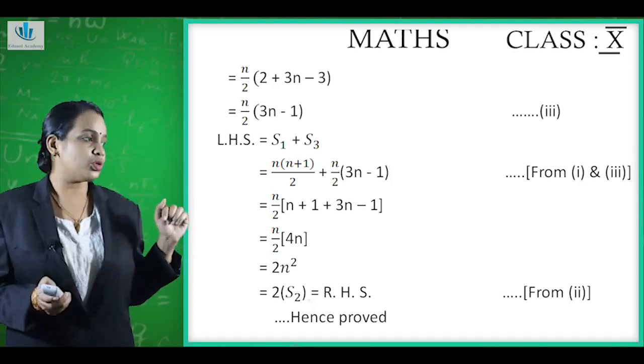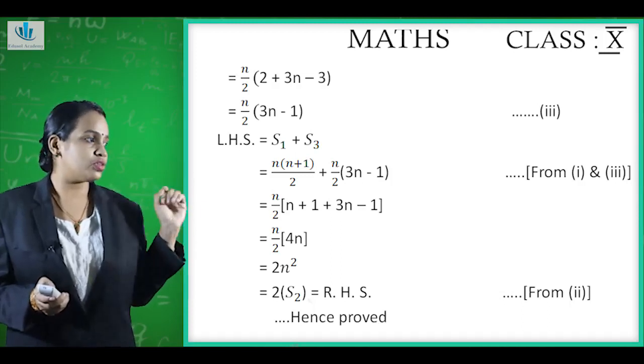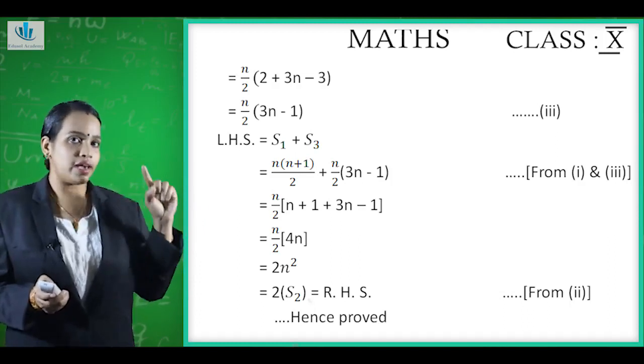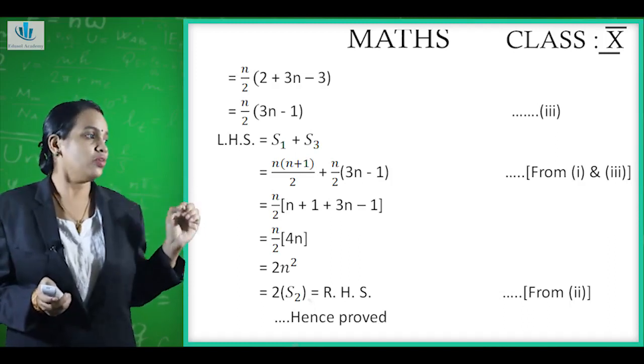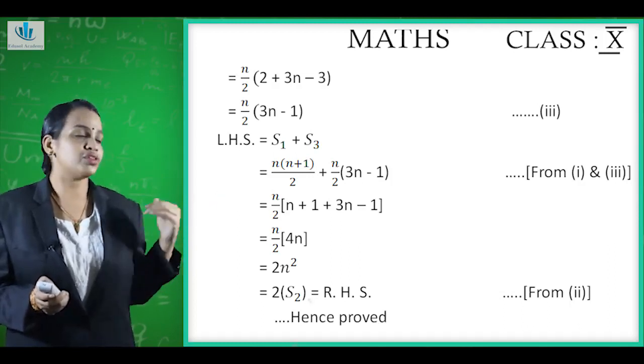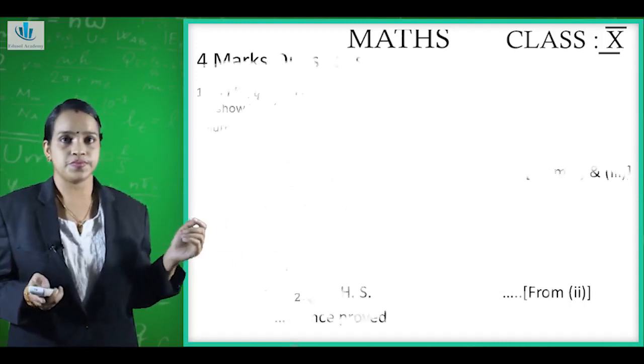Now when we cancel 2 with 4, again 2, it gives 2n. So 2n square is equal to 2, that is n square, which we have got as the value of S2 in equation 2. So we have proved the left hand side as 2 into S2.